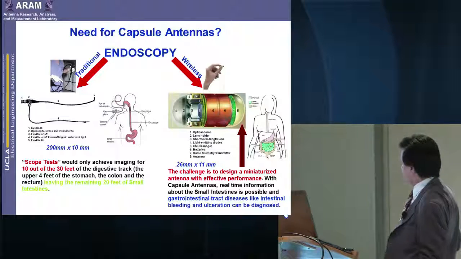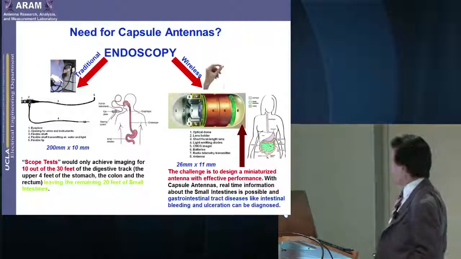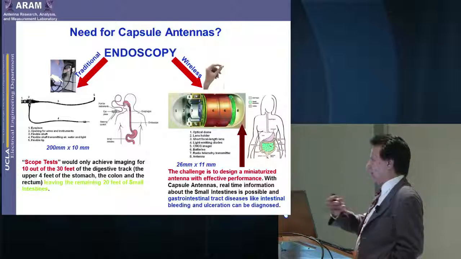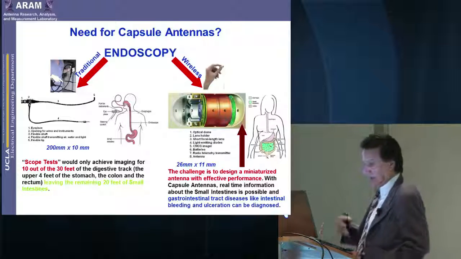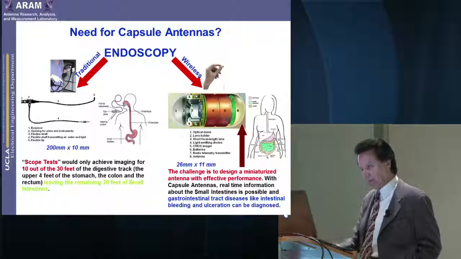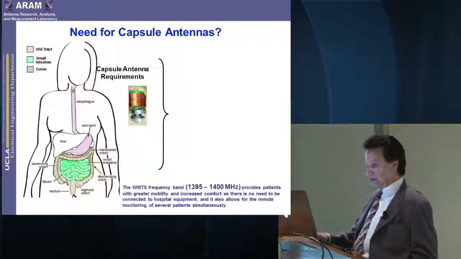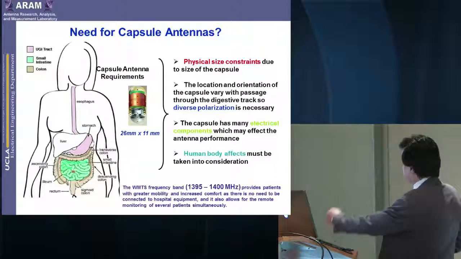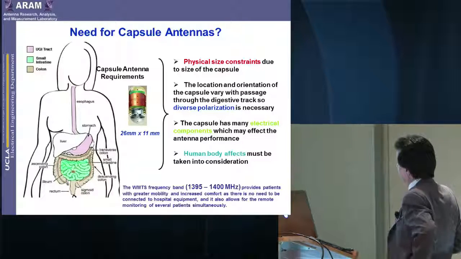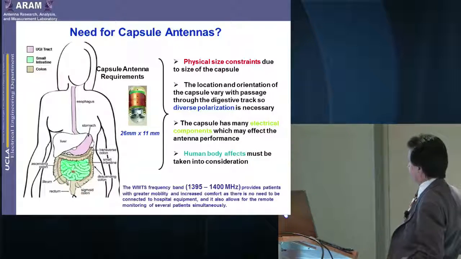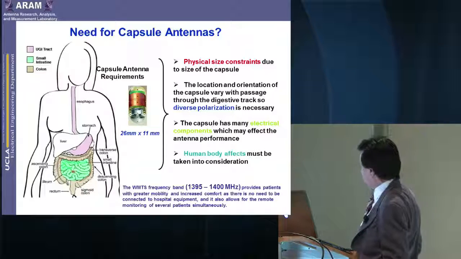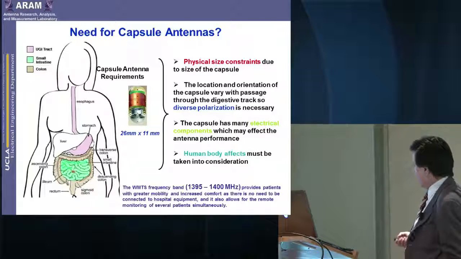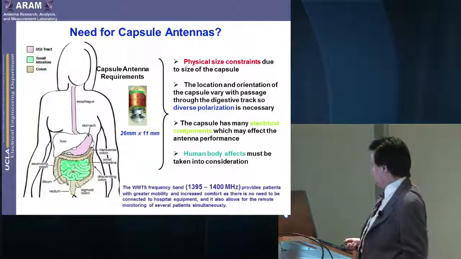The challenge is to design a miniaturized antenna with effective performance, because when these pills get swallowed and go inside your body, they may tumble and the polarization may change. So we want a design which allows effective communication with the outside world. There are many constraints on this design: physical size, location and orientation, and the capsule has many electric components in general. In this particular work, we are looking at the band of frequency dedicated to WMTS.